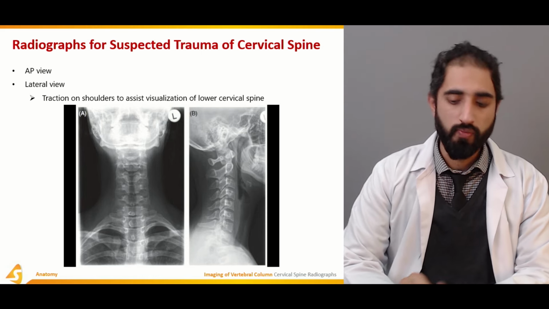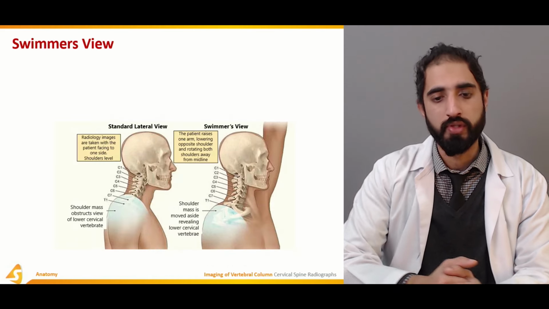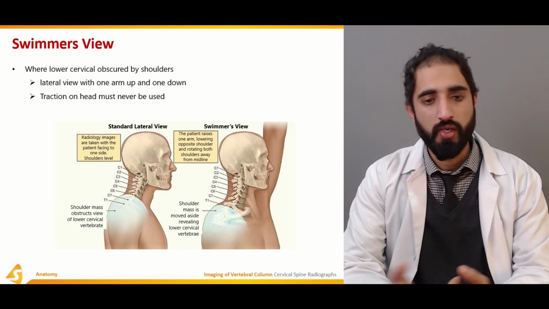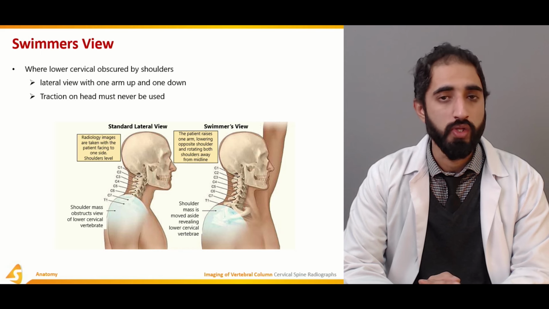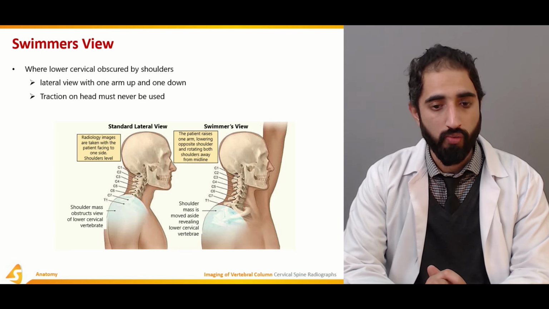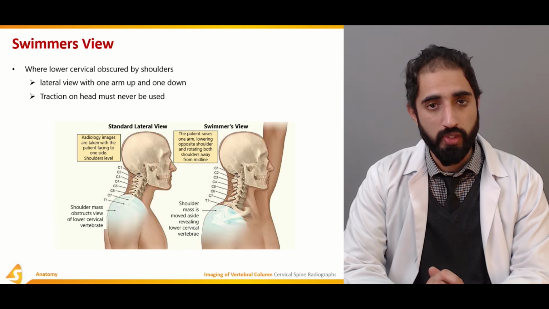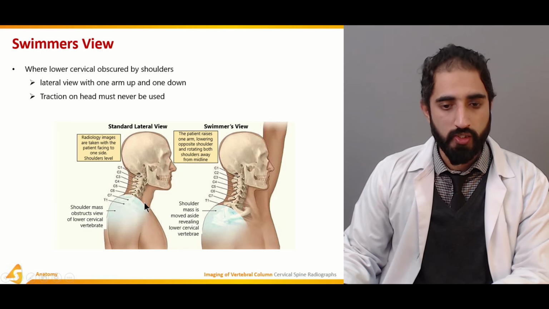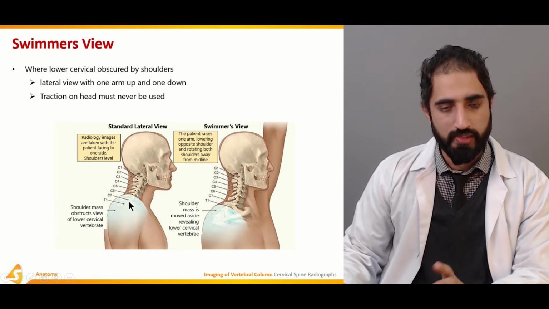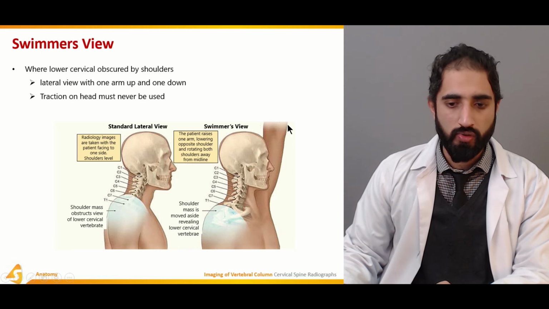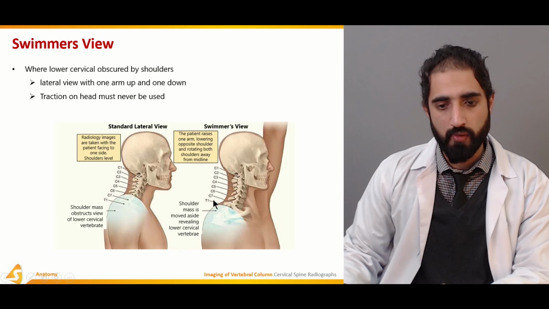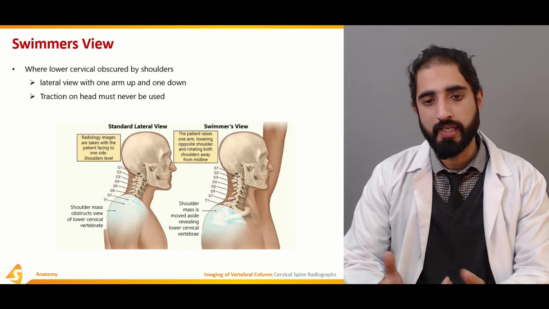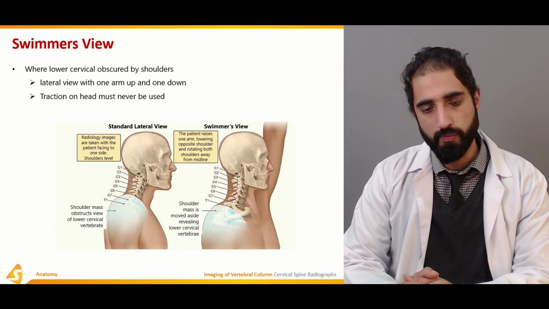And moreover, if we want to take a more clear view of the lower cervical spine, we can go for a swimmer's view. So wherever the lower cervical spine is obscured by the shoulders, we take a lateral view with one arm up and one arm down, and traction on the head must never be used. And here we can see the shoulder mass is obstructing the lower part of the cervical spine, and here we can see that we cannot visualize C6 and C7 properly. So raising one hand up causes the depression of the other, and then we can clearly identify the structures in the lower cervical spine as well, and that can be important depending on your purpose.